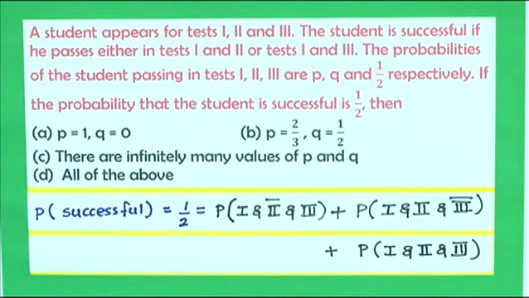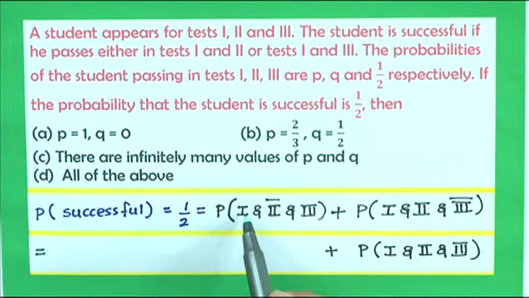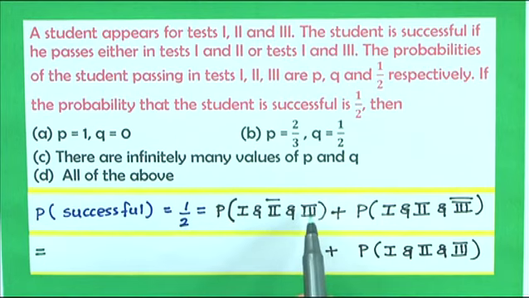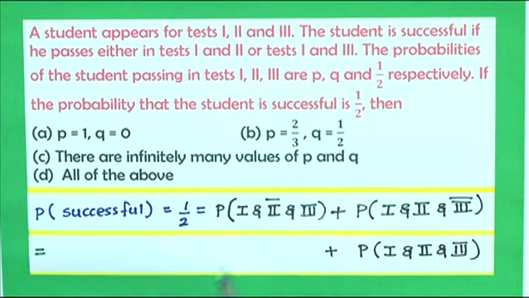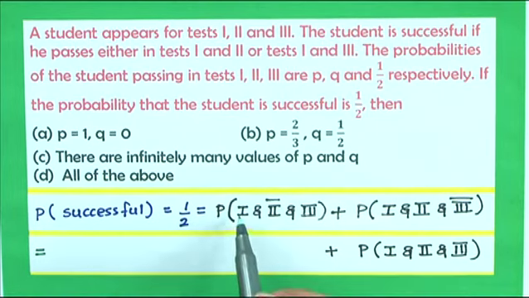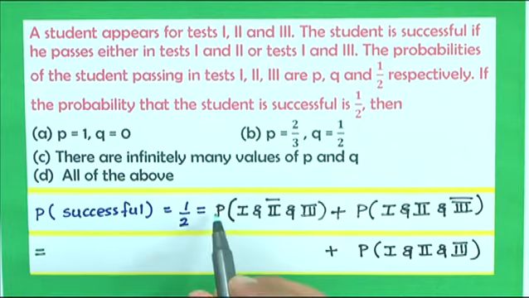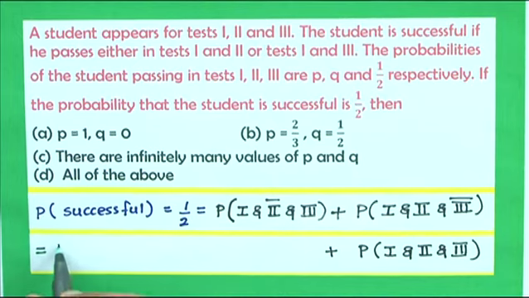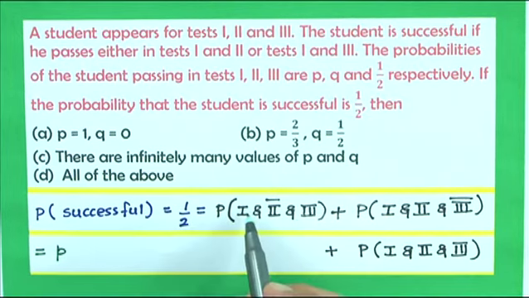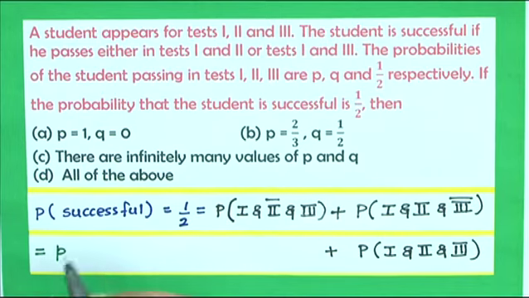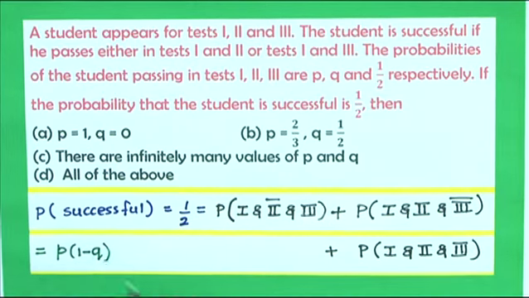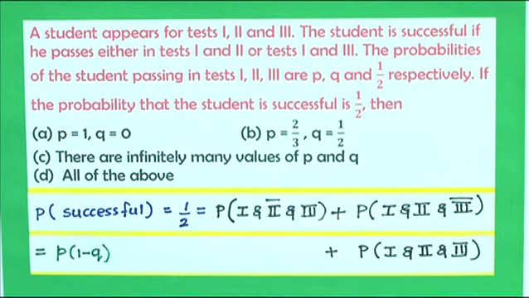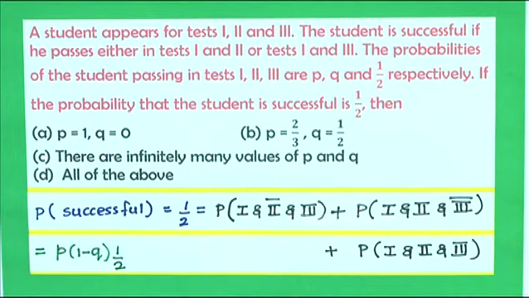Now let us write down. You can understand that him passing in the first test, passing in the second test, passing in the third test are going to be independent. So P of A intersection B intersection C would be P of A into P of B into P of C. So probability that he passes in the first test. What is the probability that he passes in the first test? That's P. Probability that he fails in the second test, that's Q bar, which is 1 minus Q. Probability that he passes in the third test, that's nothing but 1 by 2. Right? This is one possibility.